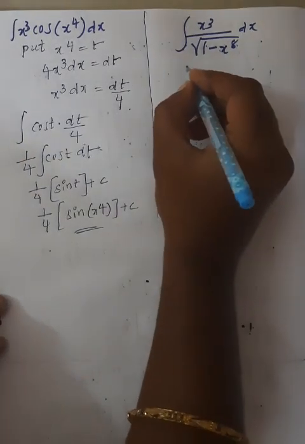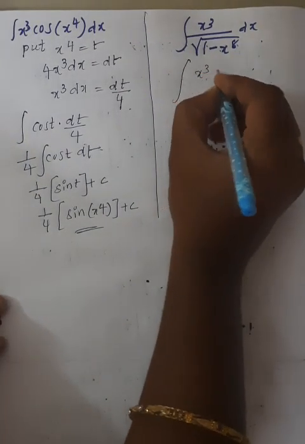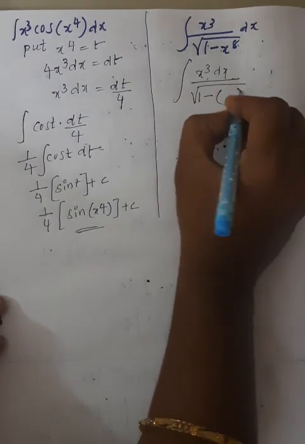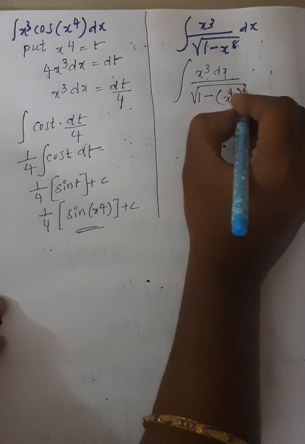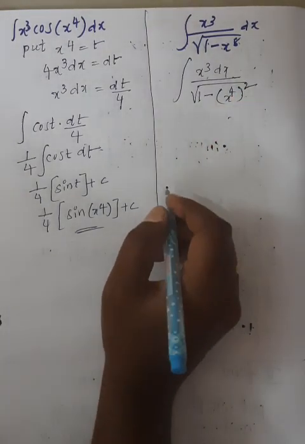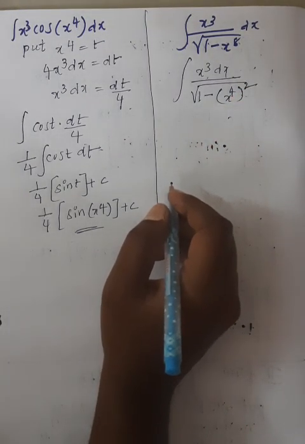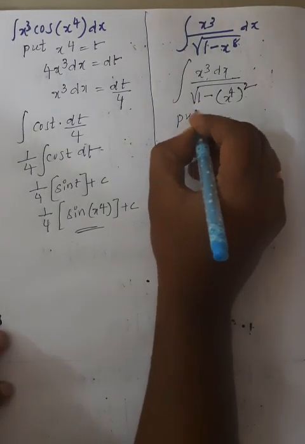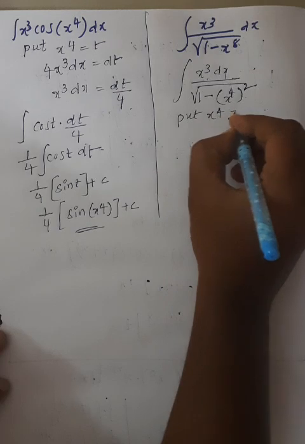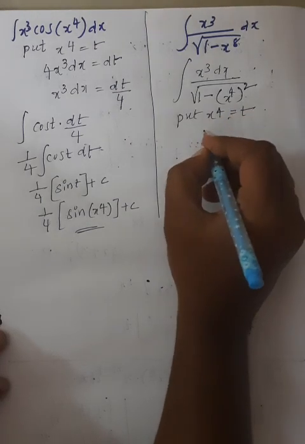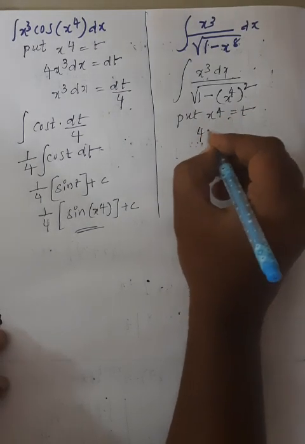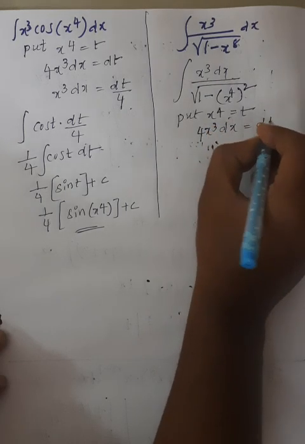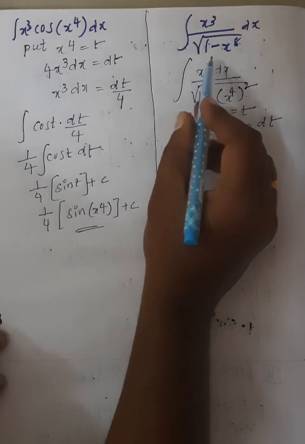Here also you have to write x cube dx by under root of 1 minus x power 8 as x power 4 whole square. We can write x power 8 as x power 4 whole square. Now we have to take x power 4 as t. So put x power 4 equal to t. Now differentiate both sides. 4 into x cube dx is equal to dt.